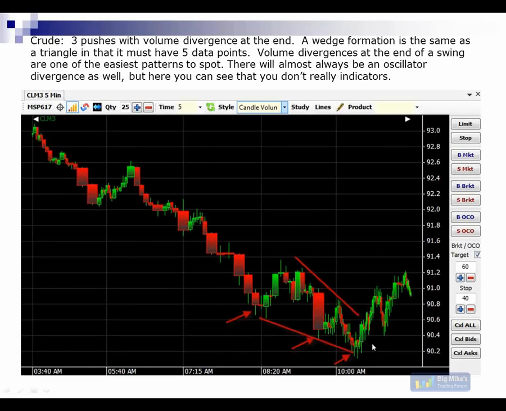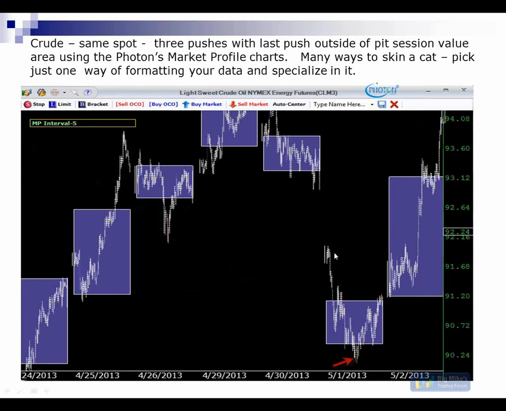The 5 data points, the break of the trend line. You were lucky in that it did give you an extra little pause here. It may or may not. And again, off to the races. But here's another way of looking at this.